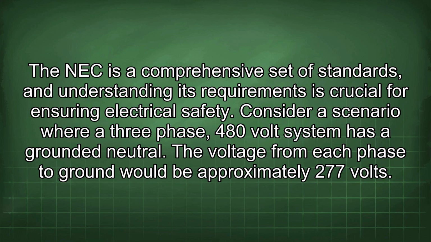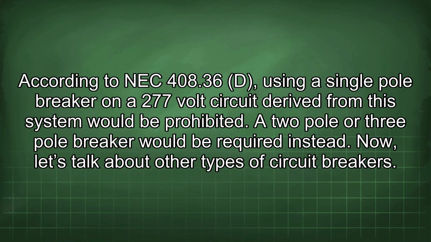Consider a scenario where a three-phase, 480-volt system has a grounded neutral. The voltage from each phase to ground would be approximately 277 volts. According to NEC 408.36(D), using a single-pole breaker on a 277-volt circuit derived from this system would be prohibited. A two-pole or three-pole breaker would be required instead.